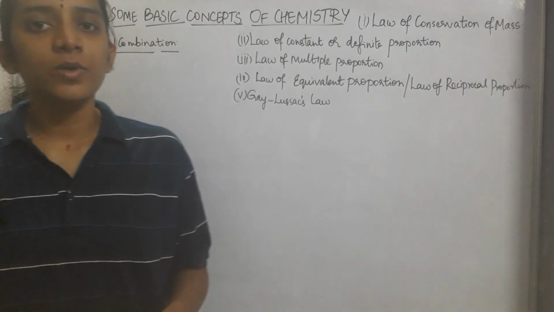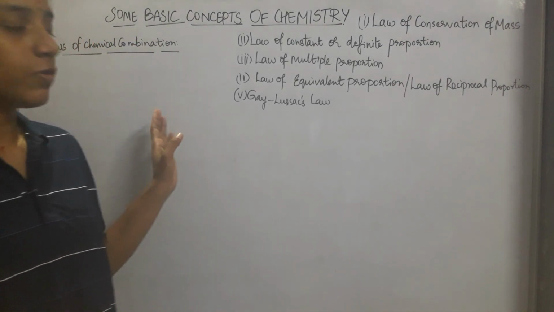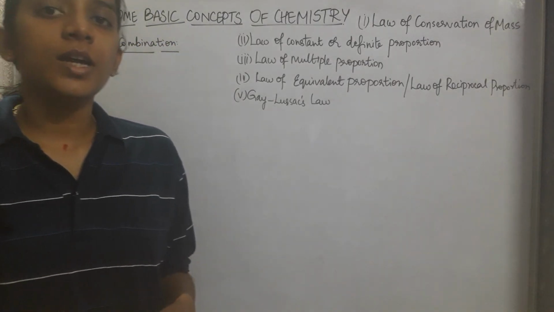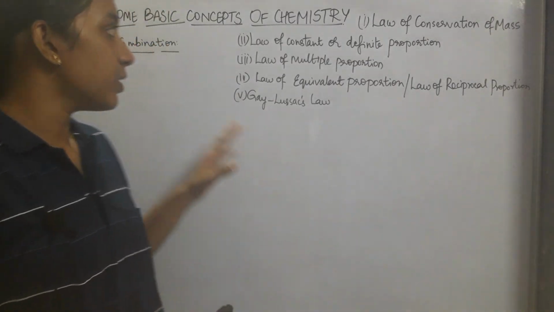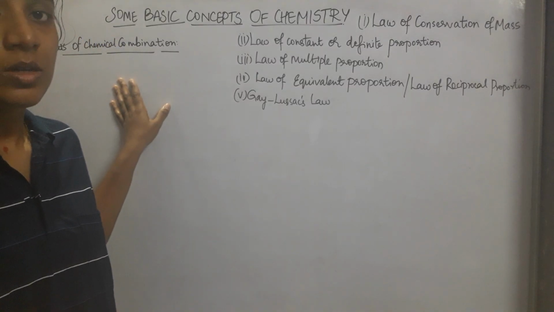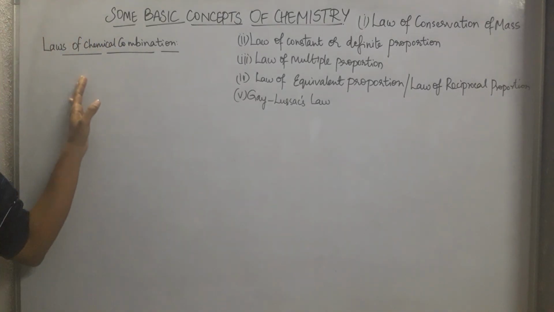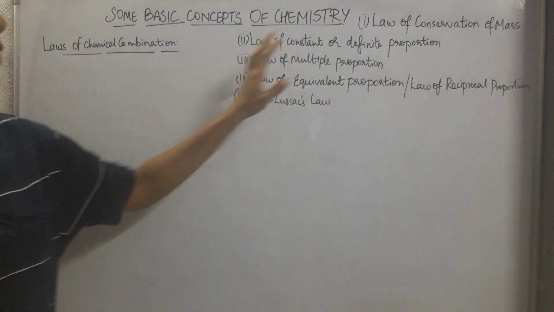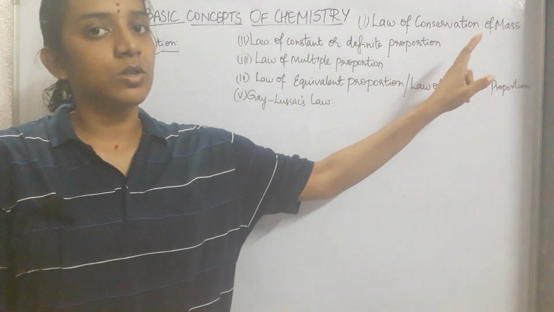So in today's video we will be learning different laws of chemical combinations. First of all, various chemical reactions take place on the basis of certain laws which are called laws of chemical combination. So in this we will be studying 5 laws. The first law is the law of conservation of mass.